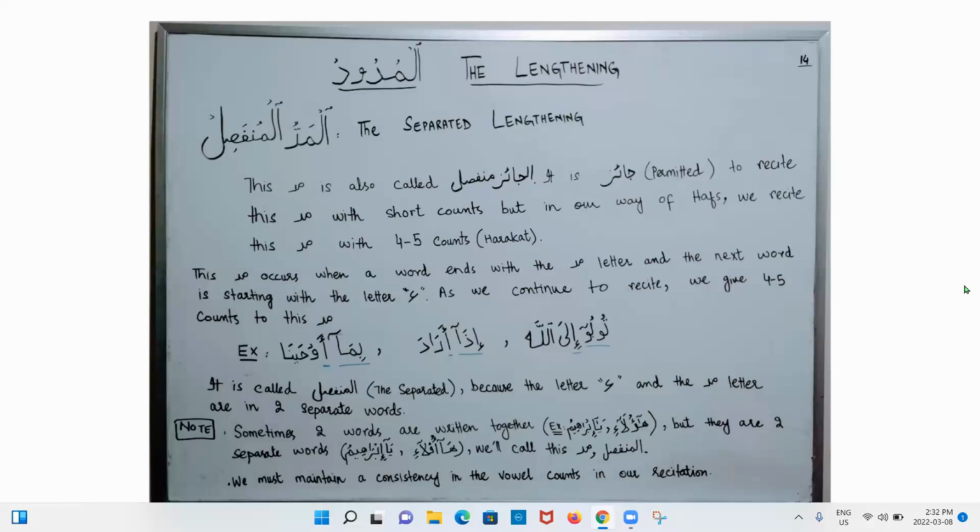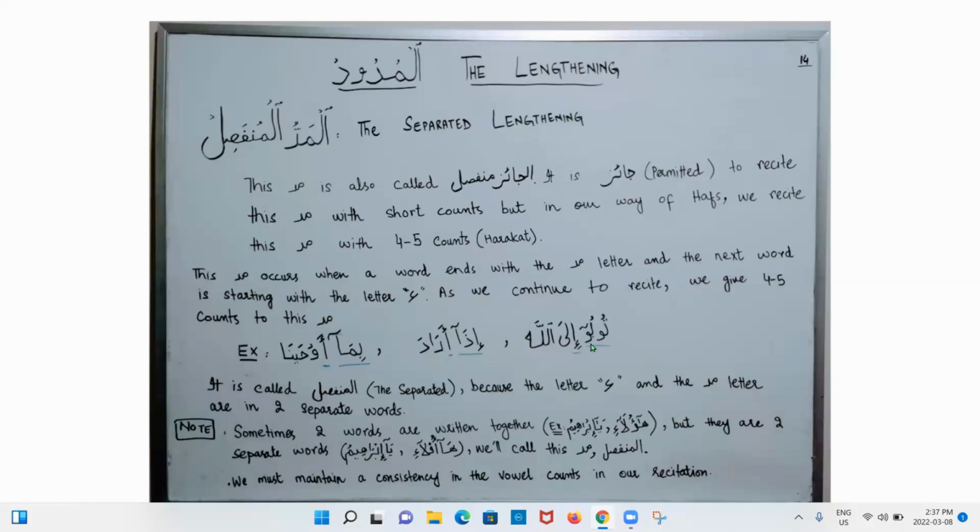This mad is also called Maddul Jaiz Munfasil. Jaiz means permitted. It is permitted to recite this mad with a short count, but in our way of Hafs an Asim, Tariq ash-Shatibiyyah, we recite this mad with 4 to 5 counts. And this mad occurs when letter Hamza appears after the mad letter in the next word. So basically, mad letter is the end of the first word, and Hamza is the first letter of the second word. And when we continue to recite, we will give Maddul Munfasil 4 to 5 counts.